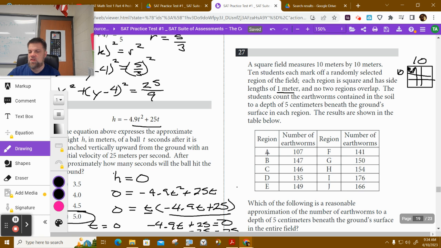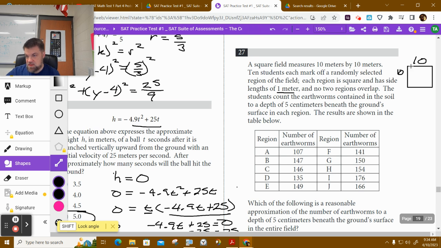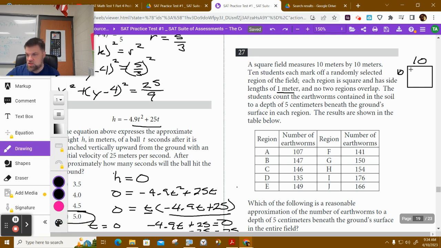So they have 1, 2, 3, 4, 5, 6, 7, 8, 9, 10 regions. Okay. Actually, when they list it like that, it probably looks more like this. They probably have like 10 columns like this. Well, let me just draw it in. You guys get the gist of it, right? They probably have like 10 long columns like this.